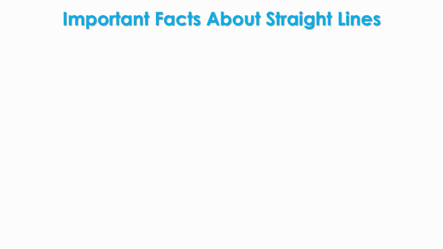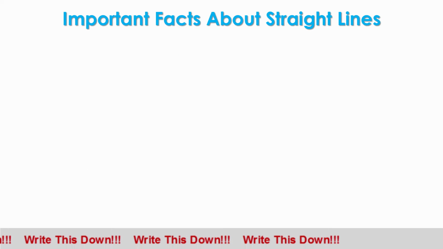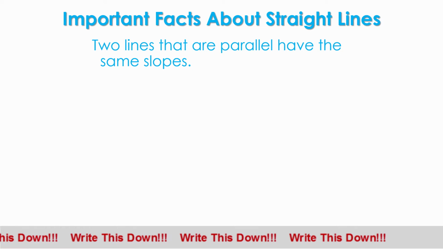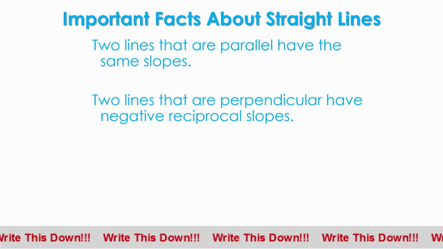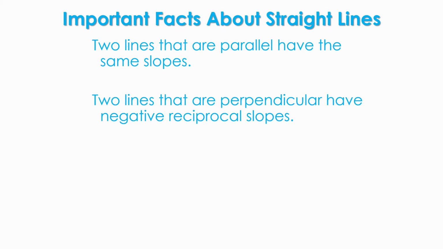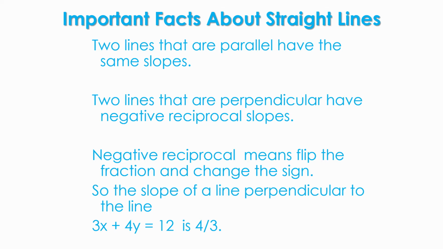All right, here are some important facts about straight lines. 2 lines that are parallel have the same slope. 2 lines that are perpendicular have negative reciprocal slopes. What does that mean? Negative reciprocal means flip the fraction over and change the sign. So the slope of a line perpendicular to this line, 3x + 4y = 12, would be 4 over 3. We turned the fraction upside down and changed the sign.